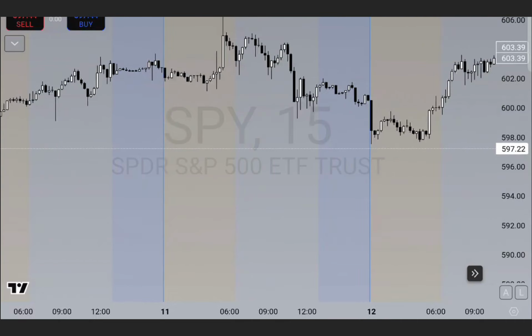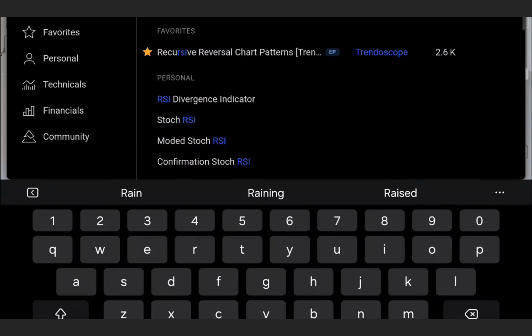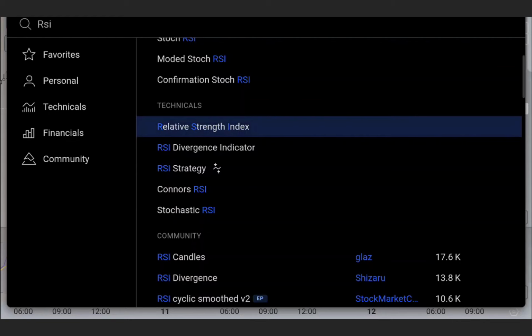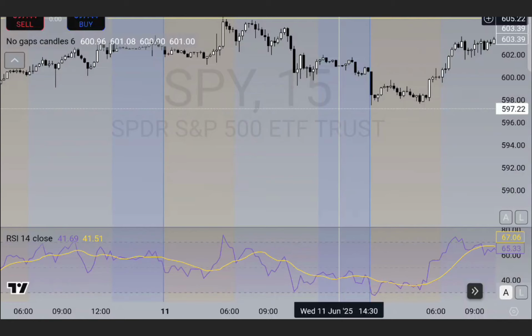So today I'll be going over a couple indicators, analyzing them, analyzing the primary strategies that are used with them, and just talking about whether they're worth it, if they work, if they don't work, and whether you should actually use them. So we're going to start with an indicator that just about everybody knows if they're in trading, the relative strength index. So currently, I actually have an indicator set already, the no gaps candle indicator.